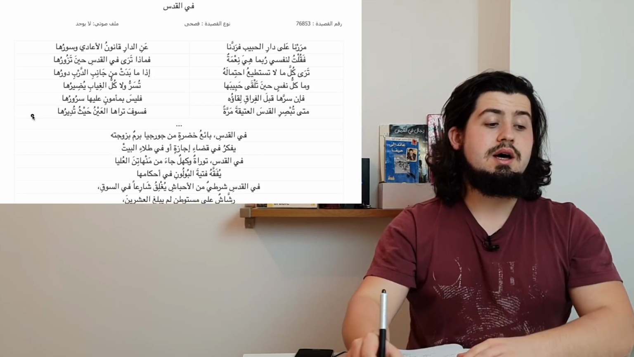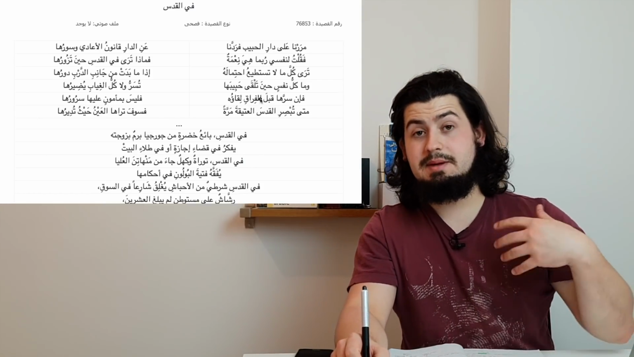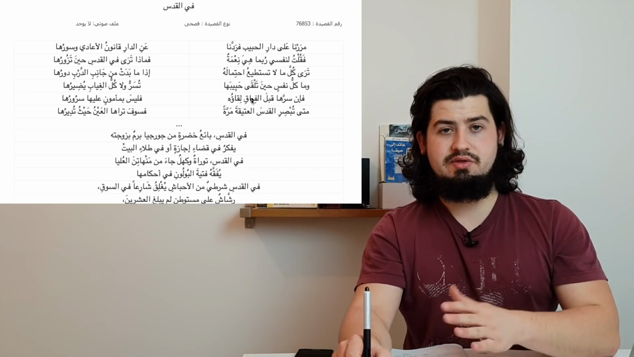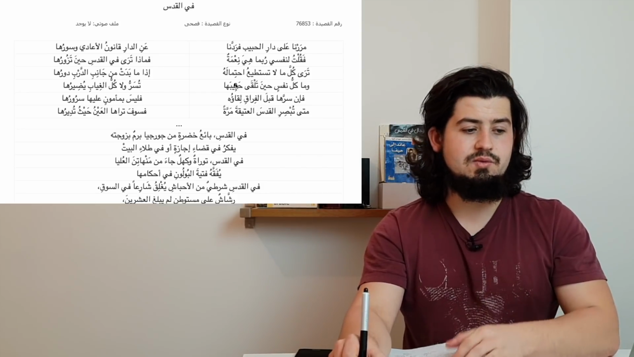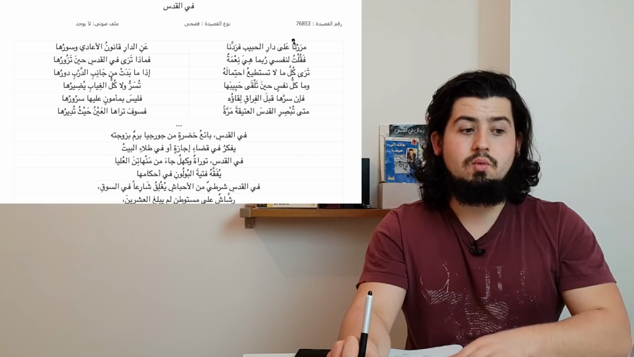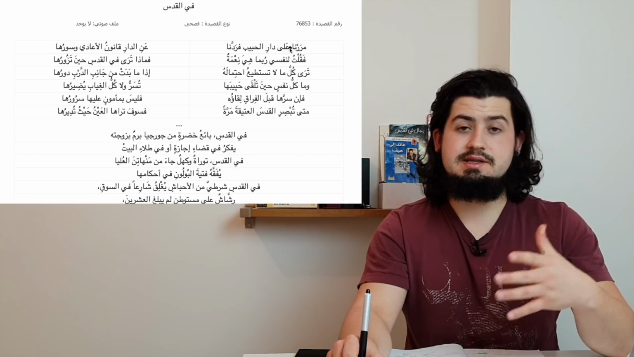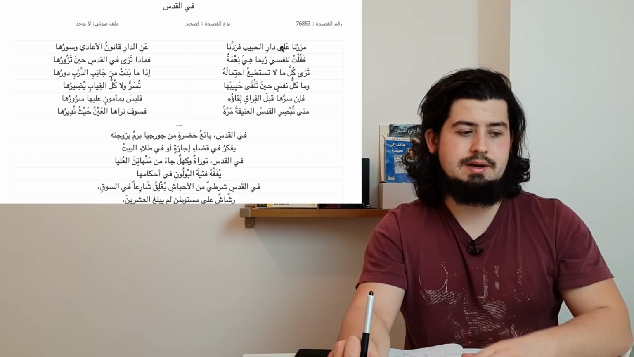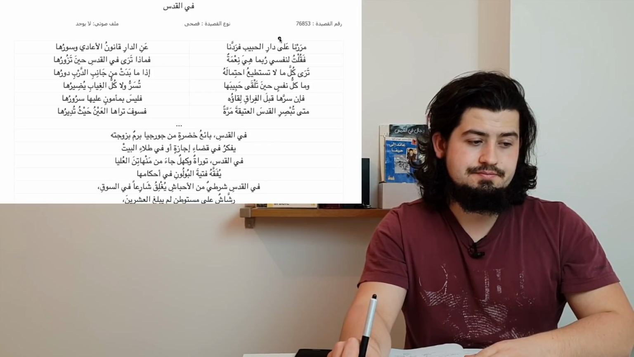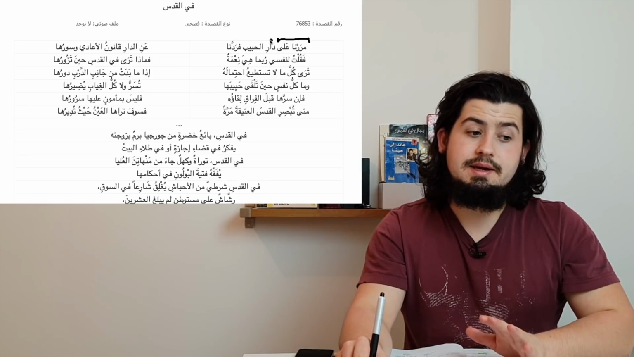So Dar al-Habibi. It's not Habibi as in my love. It's the Habib. It's the beloved one. So Mararna. We passed by. It's in the past tense and the na on the end saying we were the ones who were doing it. We passed by. Dar al-Habibi.